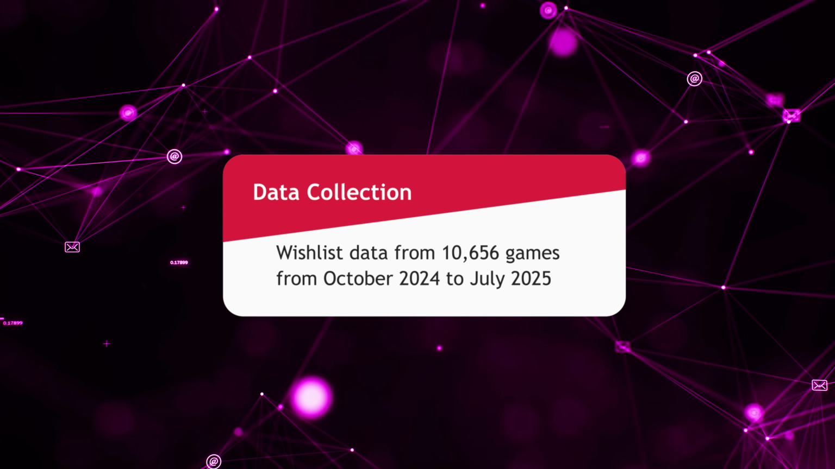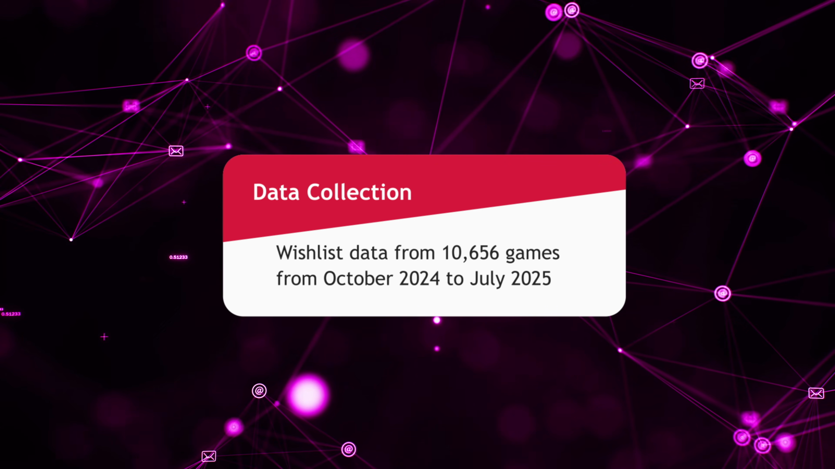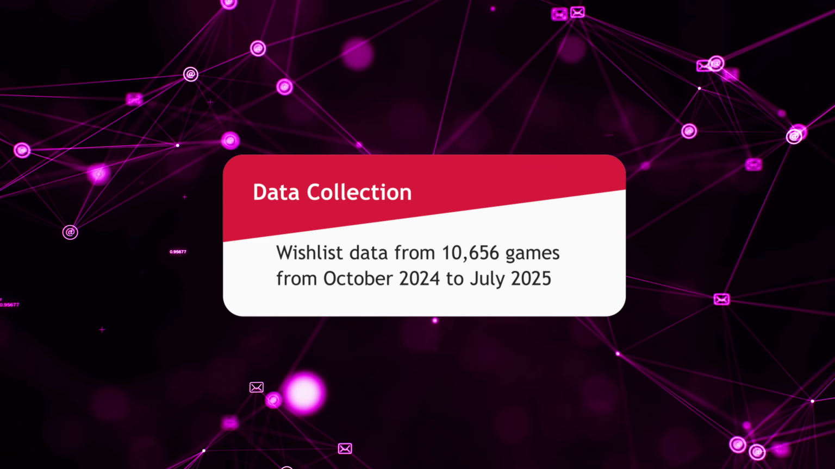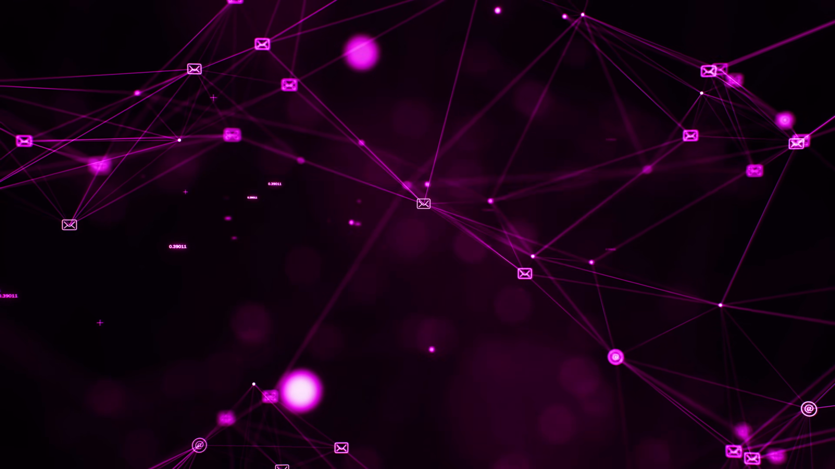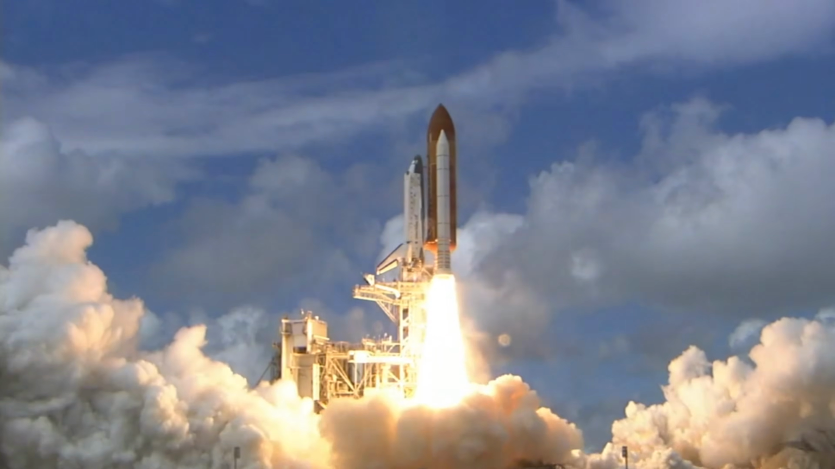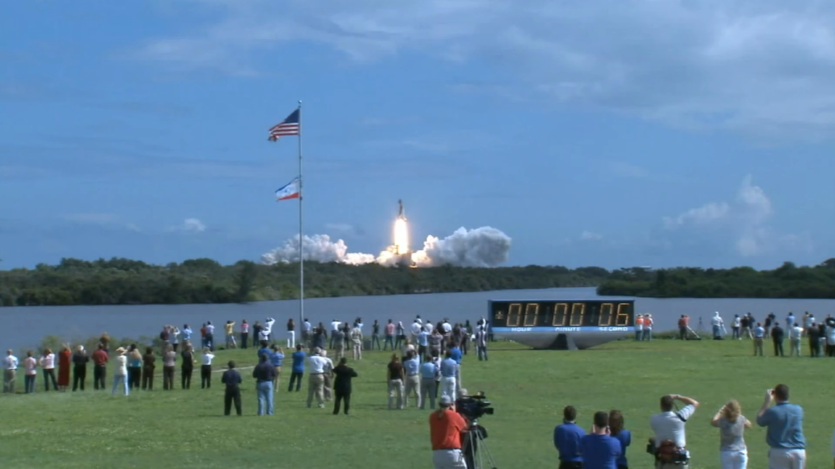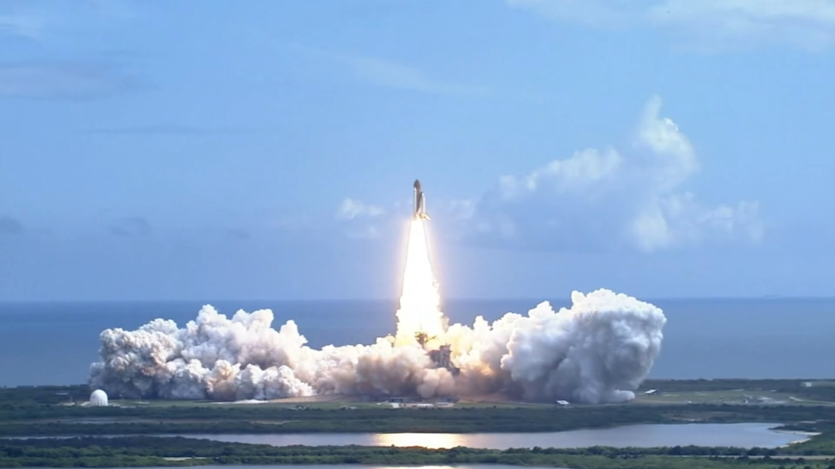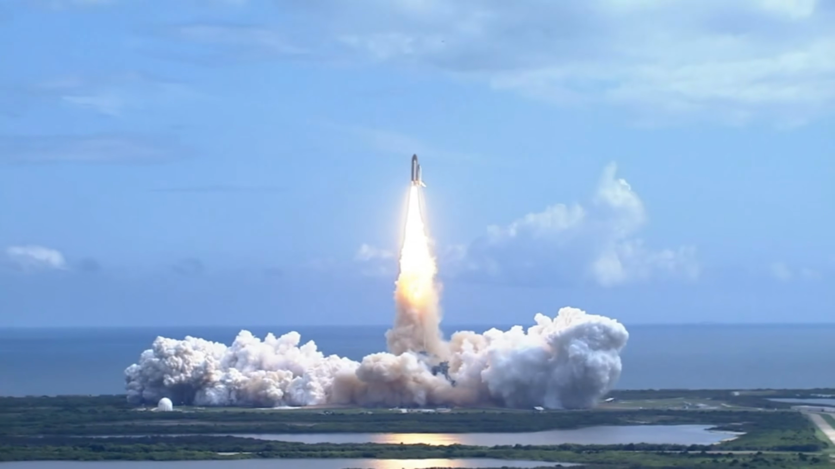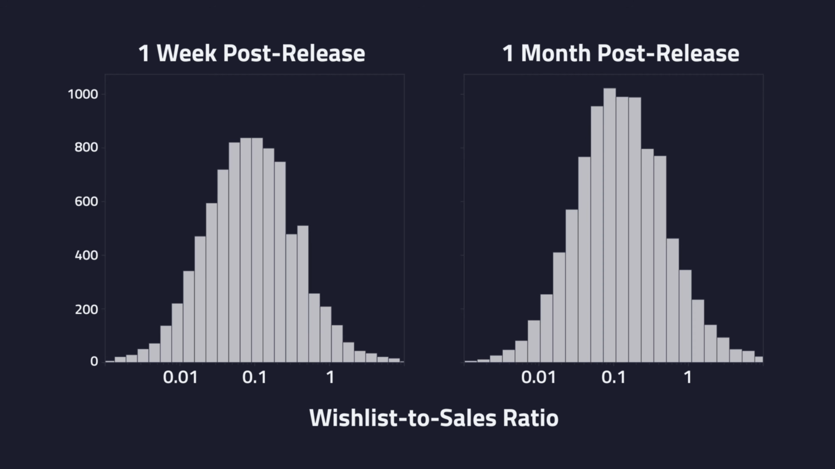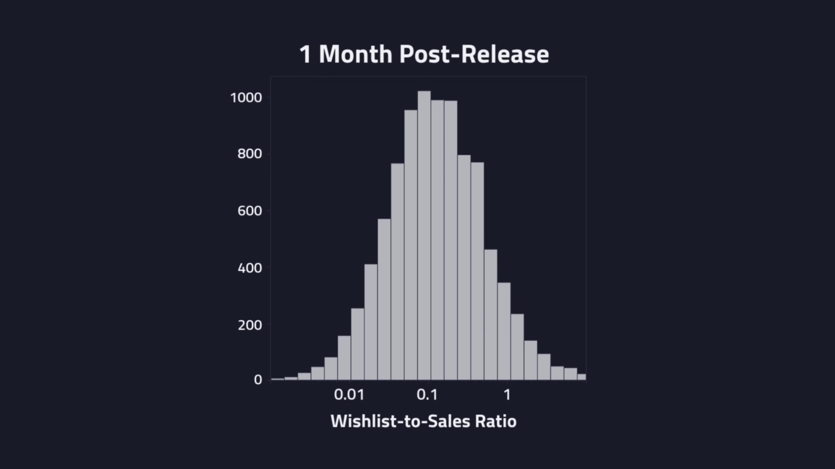So for our wishlist analysis, we collected data on about 10,000 games over a 10-month period, and for each of these games we collected how many wishlists they had at launch, and then how many units they sold after about 1 week, and then after about 1 month. So here's what we saw for wishlist to sales ratios 1 week after release and 1 month after release. As you can see, there's not much difference between the two. So to simplify things, we just focused on the first month after release.